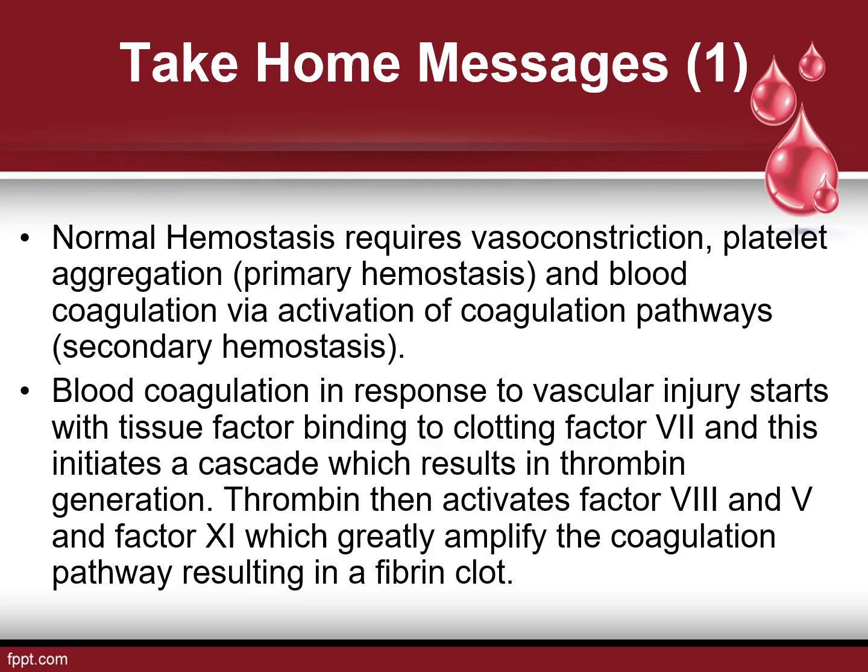Normal hemostasis requires vasoconstriction, platelet aggregation, which is the primary hemostasis, and blood coagulation via activation of coagulation pathways, the secondary hemostasis. Blood coagulation in response to vascular injury starts with tissue factor binding to clotting factor 7, and this initiates a cascade which results in thrombin generation. Thrombin then activates factors 8, 5, and 11, which greatly amplifies the coagulation pathway, resulting in a fibrin clot.